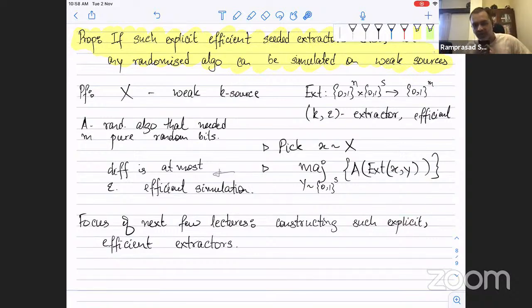which is, for any choice of k that you want, using only logarithmically many random bits, extracting almost all of the random bits that were pumped into the system. So that's what we'll eventually do in this module. So that's going to be the focus of the next few lectures.